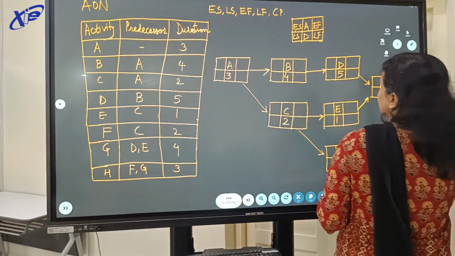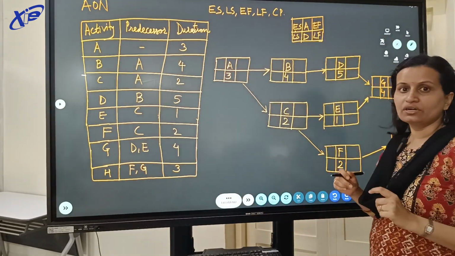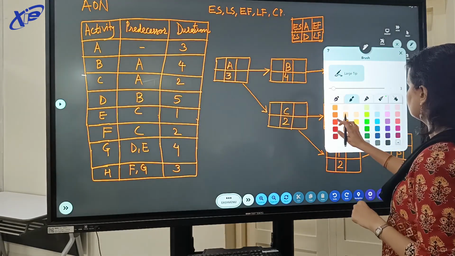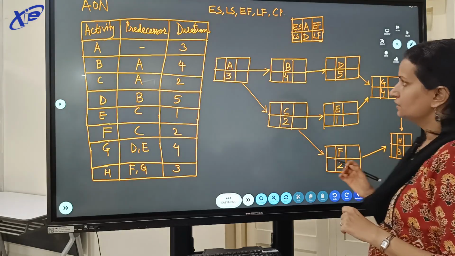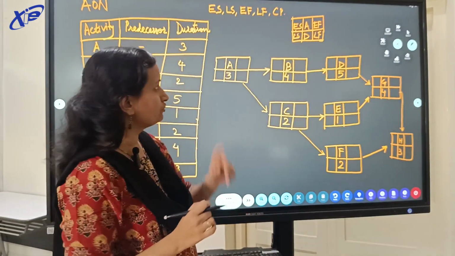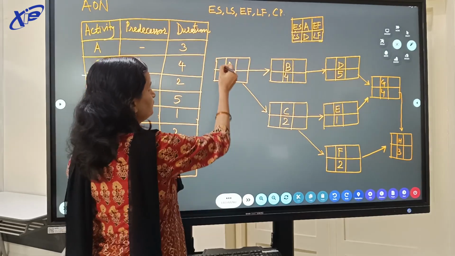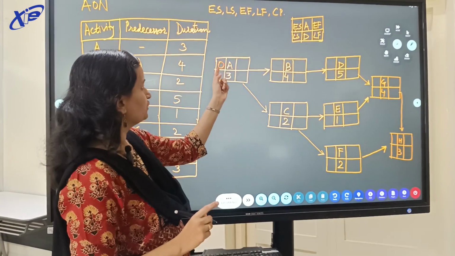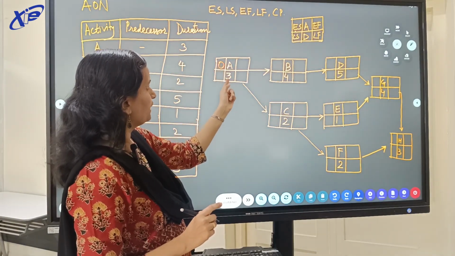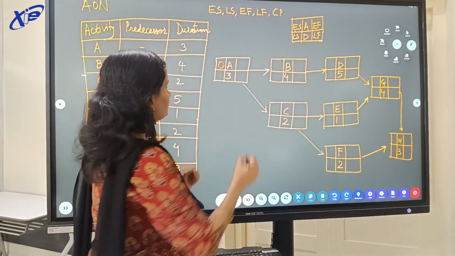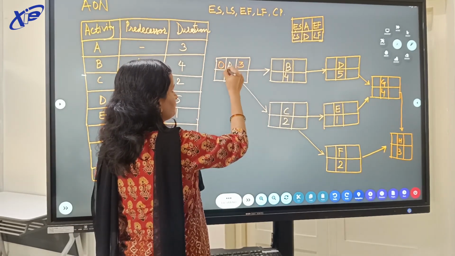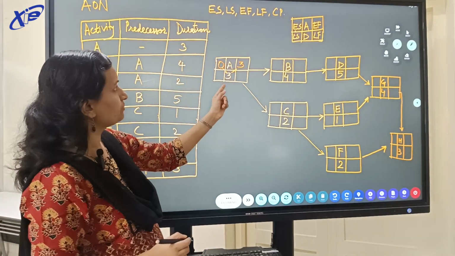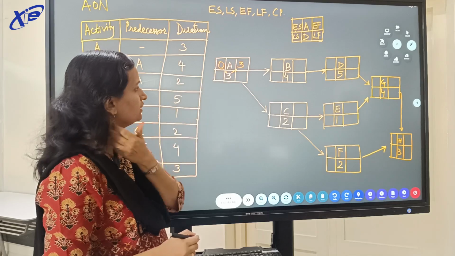To find the values of early start and early finish, we go ahead with the forward pass. Initially, we take the value as 0 since A is our first activity. So activity A begins with 0. Now we add them diagonally: 0 plus 3 comes out to be 3. So we got the respective values of ES and EF for activity A.